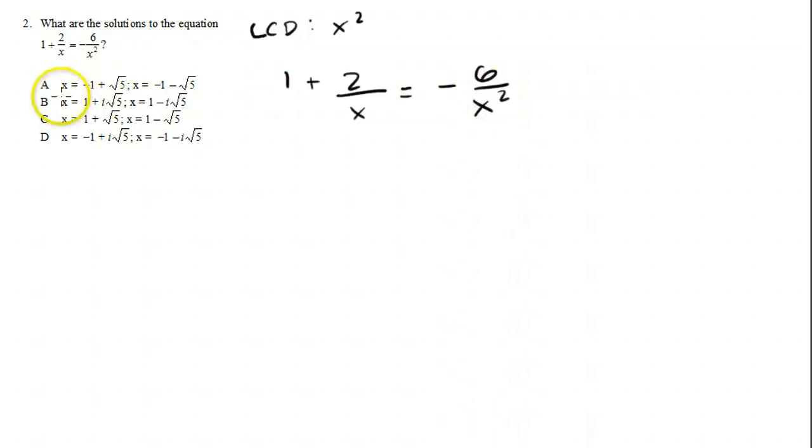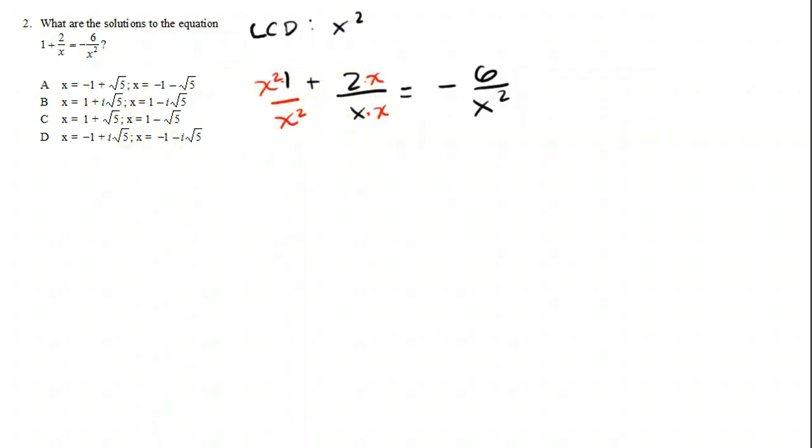So I'm just copying the problem over here. If I look at this, I see that my LCD is x squared. So this already has it. I don't have to multiply anything. But here, to get an x squared, I already have an x. I need to do times x to get an x squared. So I do the same thing on top and bottom. And on this one, I don't have anything in the denominator, so we need to multiply top and bottom by x squared.